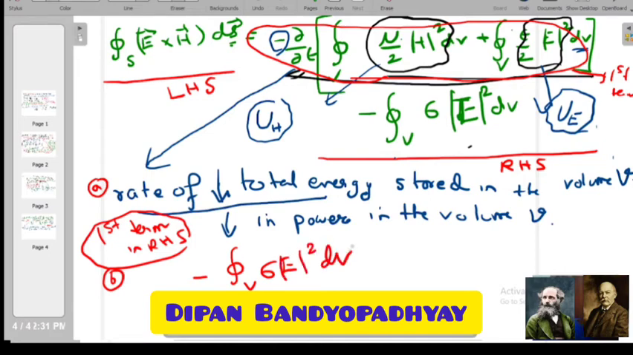This is basically the ohmic power loss in the volume V. That is, it is representing the EM energy converted to heat per unit time. It is the amount of electromagnetic energy converted to heat per unit time. So this is nothing but your ohmic power loss. Okay. This is ohmic power loss, and it is representing that your EM energy converted to heat per unit time.